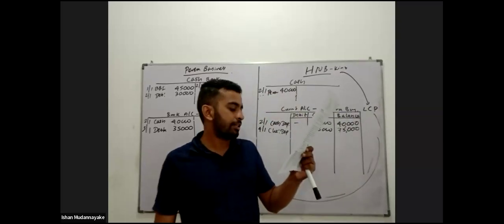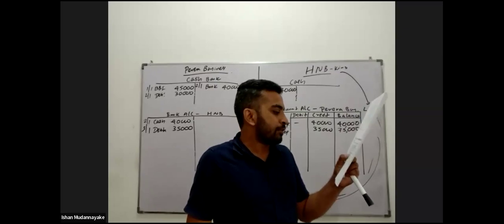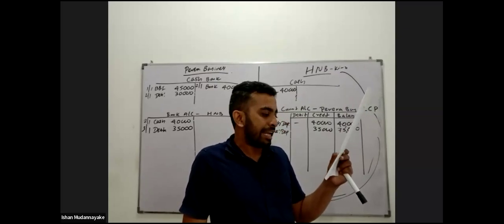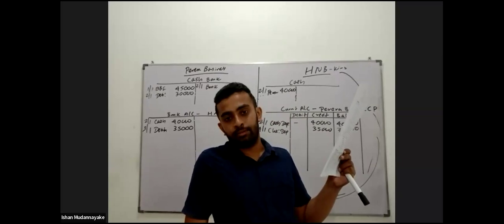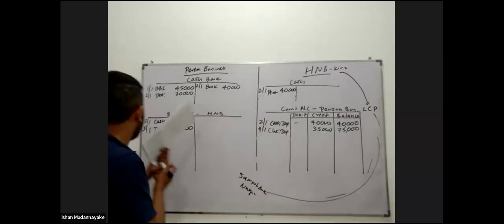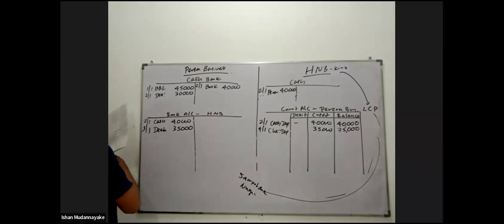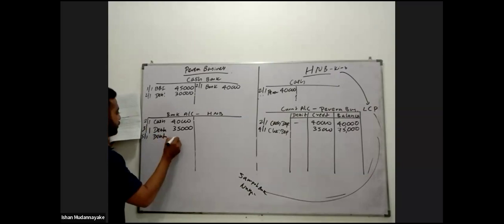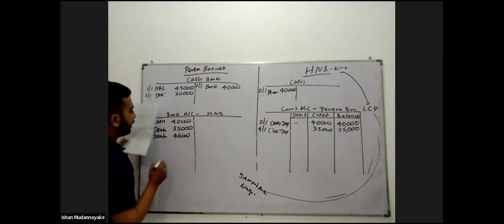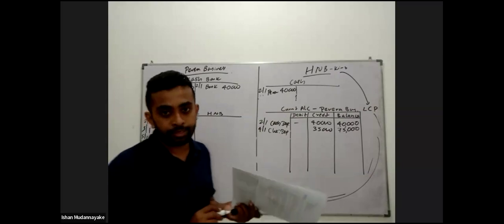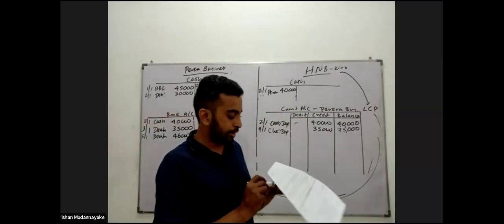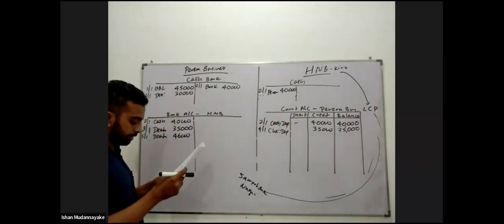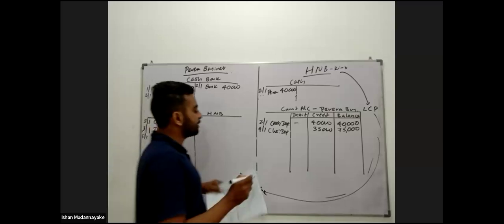Look at the next transaction. On 5th January, received a check of 46,000 from a debtor and deposited it in the bank on the same date. The realized date is 7th January. Now I will record that transaction: debtors 46,000, bank account debit, debtors account credit 46,000.